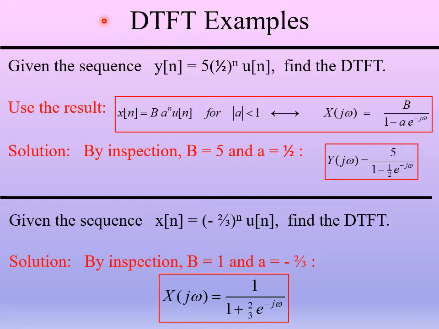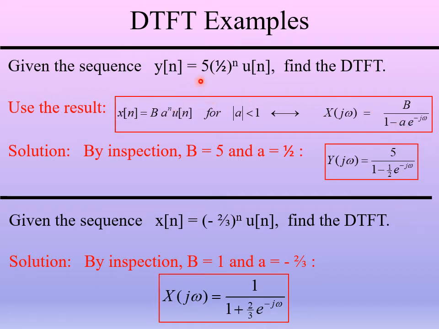So let's go ahead and do some examples using the discrete time Fourier transform. For the first example, suppose we're given the sequence y of n is equal to 5 times (1/2) to the n times u of n. In order to do this, we're going to take the shortcut in the easiest way possible, and we're just going to use the results that we just derived a couple slides ago. Remember, we learned how to find the Fourier transform for a decaying exponential function, and it's right here. All right, this is our result.